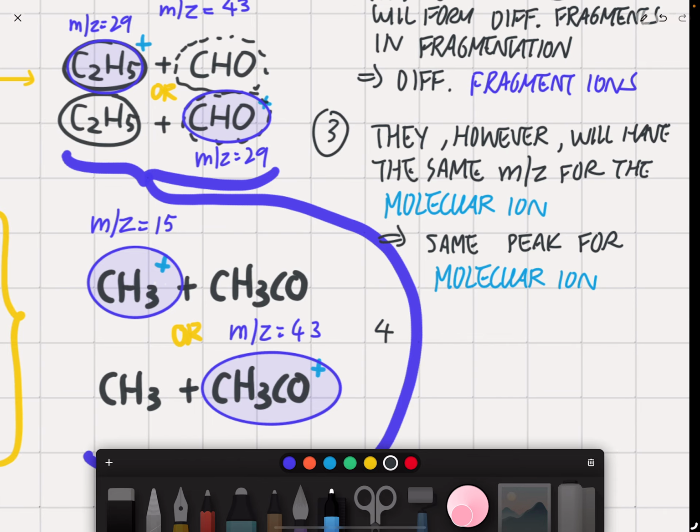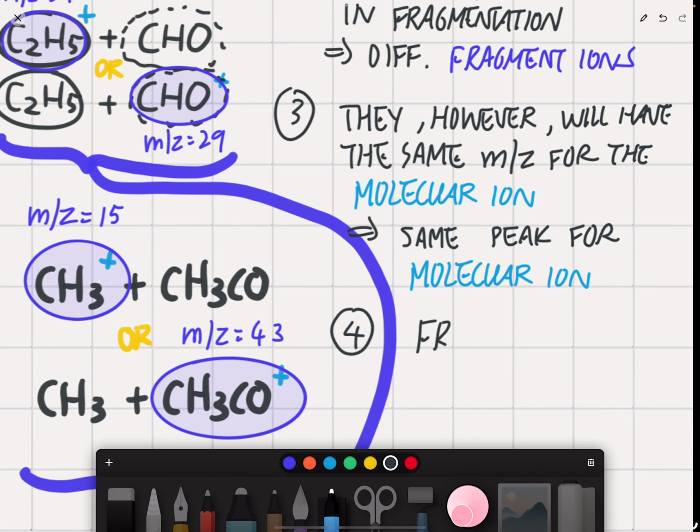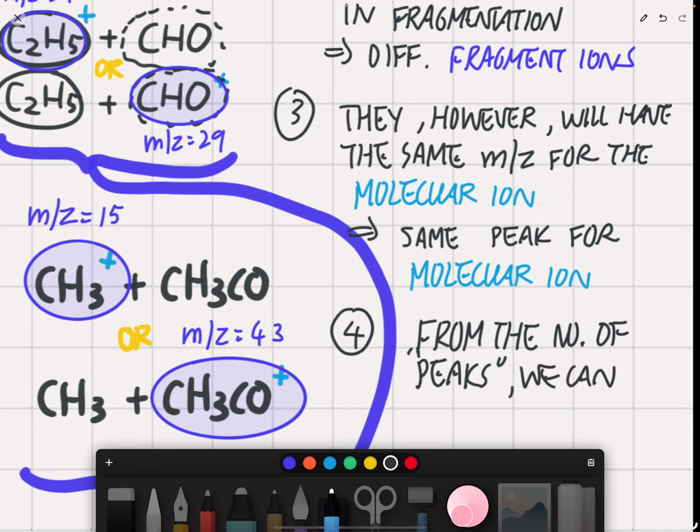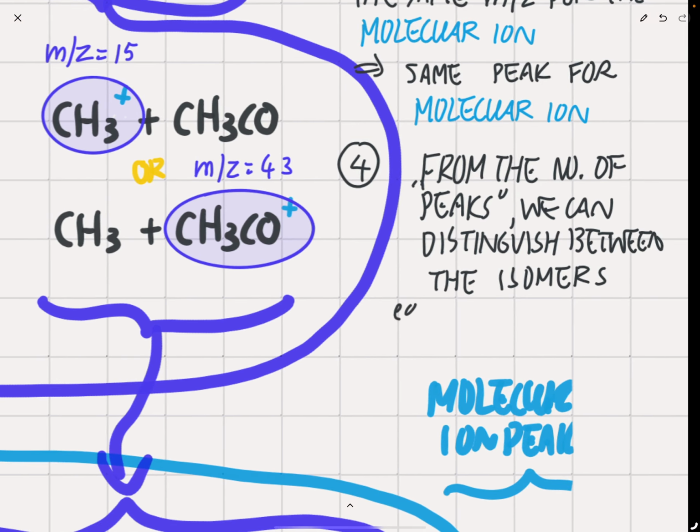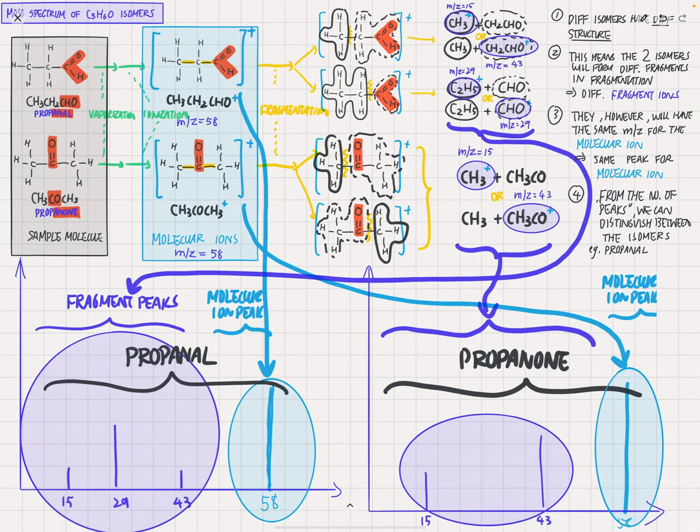And finally, point number 4: from the number of peaks, we can distinguish between the isomers because they will produce a different number of peaks. So we can distinguish between the two isomers, propanol and propanone. In our example, propanol produces 1 peak, 2 peaks, 3 peaks, 4 peaks. It produces 4 peaks. And propanone on the right produces only 3 peaks.